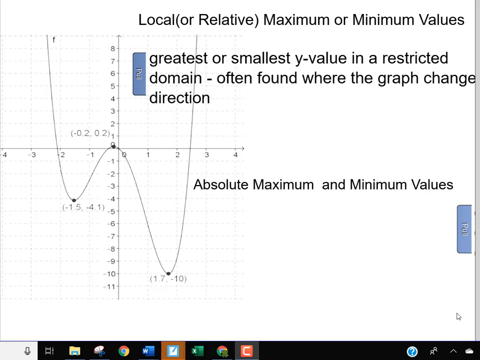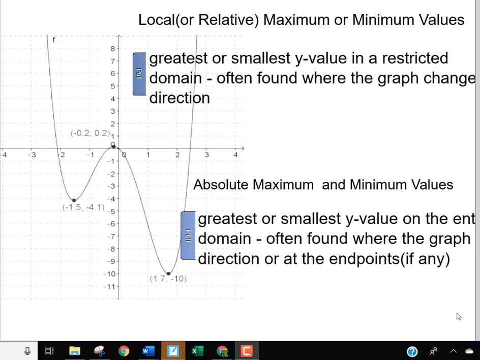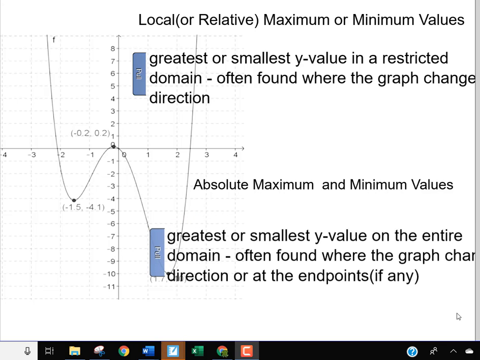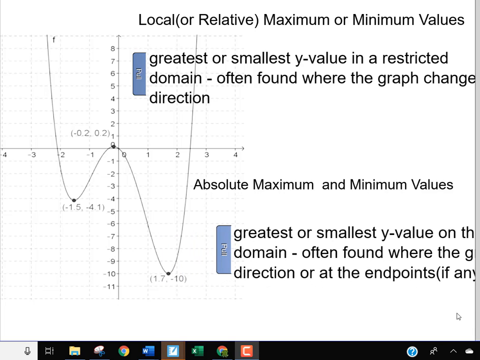Now, the difference with an absolute maximum or minimum: an absolute maximum or minimum is the greatest or smallest y value on the entire domain. Again, this is often found where the graph changes direction or at the endpoints, if there are any. So let's use this example here to talk about absolute max or mins versus relative max or mins.